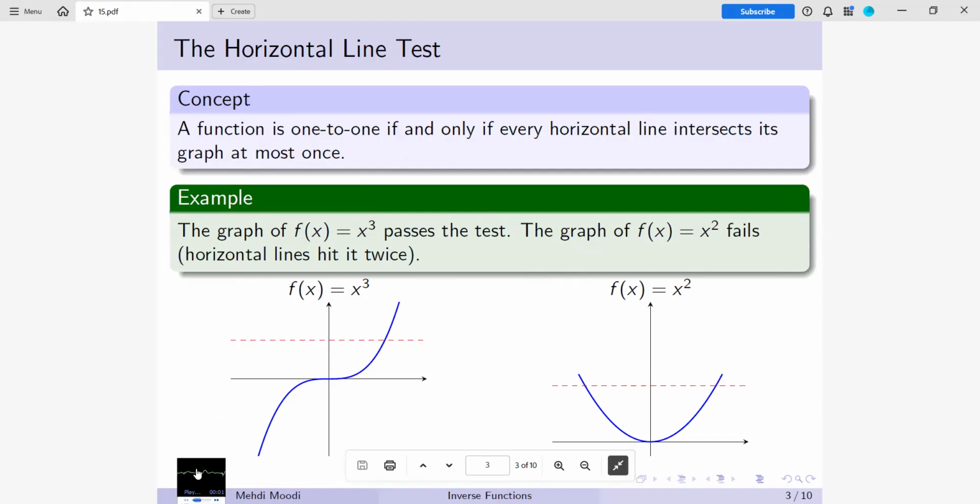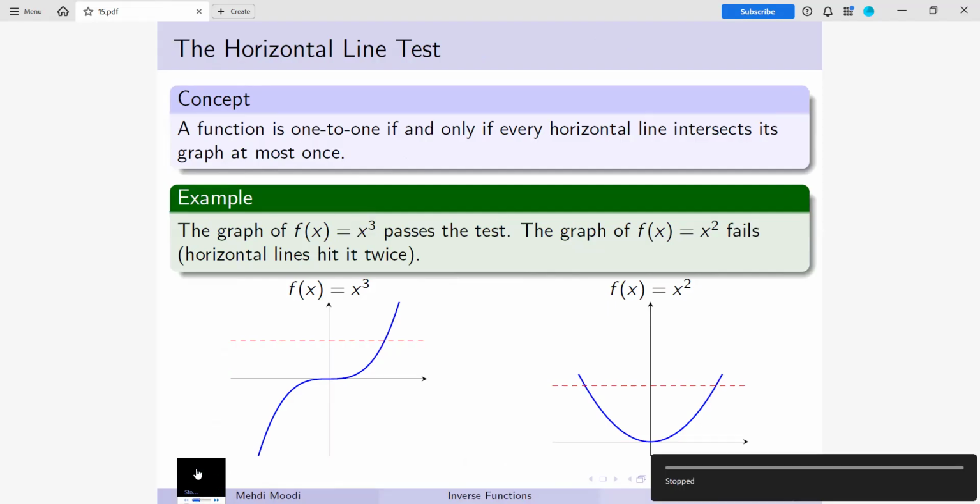If vertical lines detect whether a graph is a function, horizontal lines check if it's reversible. 1 hit per horizontal line? You're good. 2 hits? Not reversible.